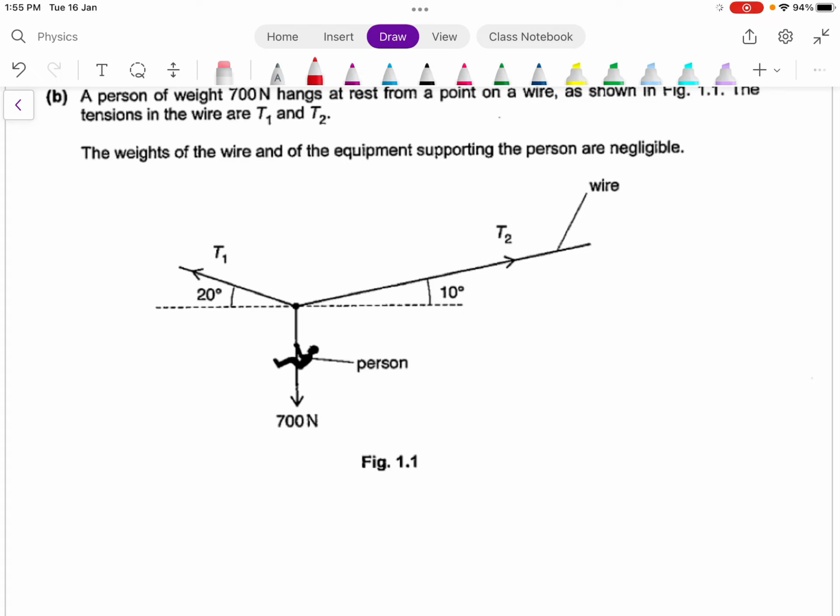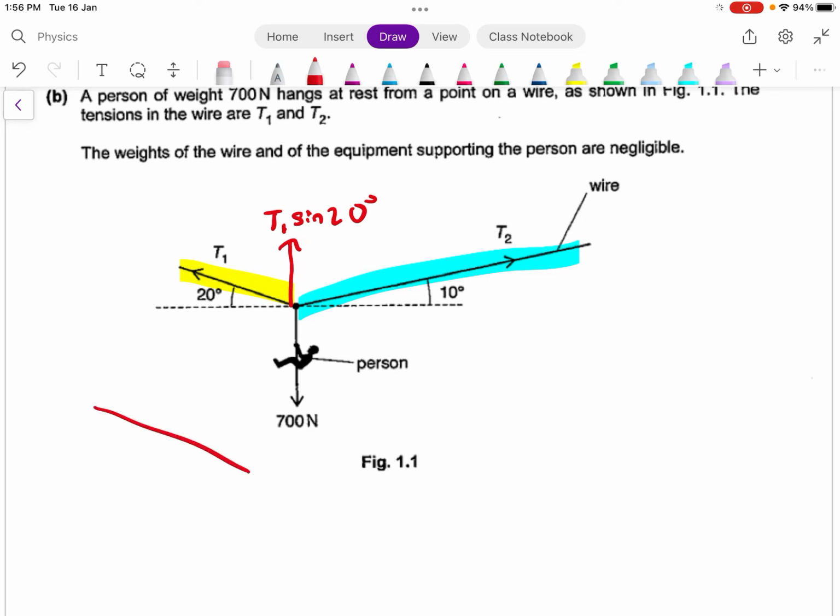So we have a downward force of 700 Newton. T1 is diagonal, and T2 is also diagonal, meaning that you can resolve into the vertical and horizontal components. So let's resolve the vertical first. Vertical is T1 sine 20. Now, why is it T1 sine 20?